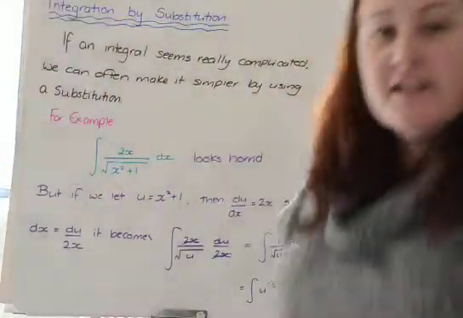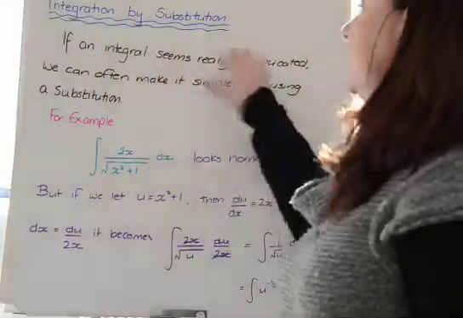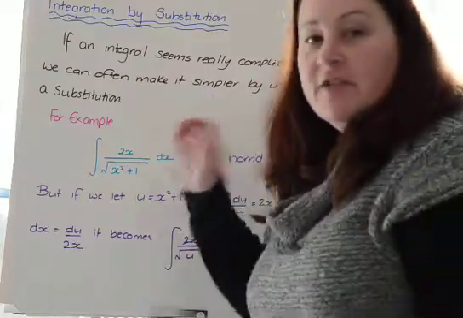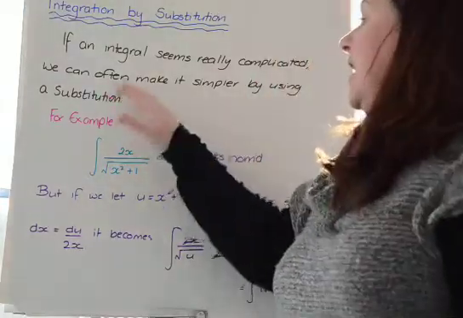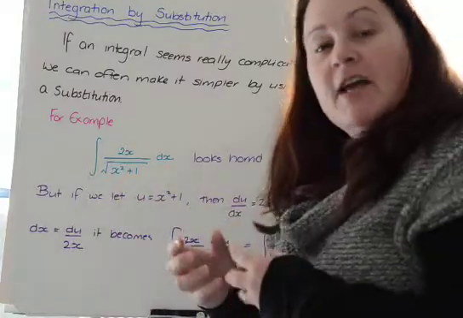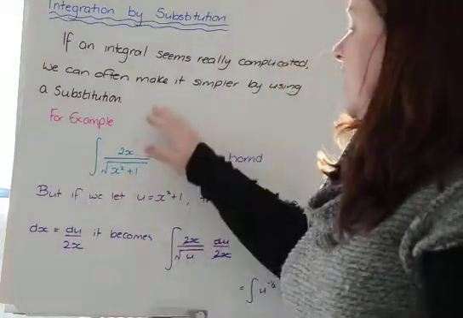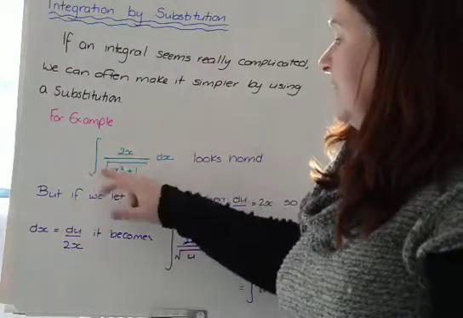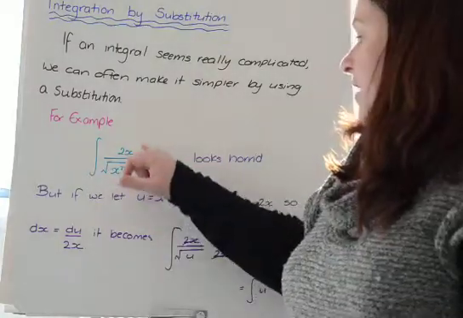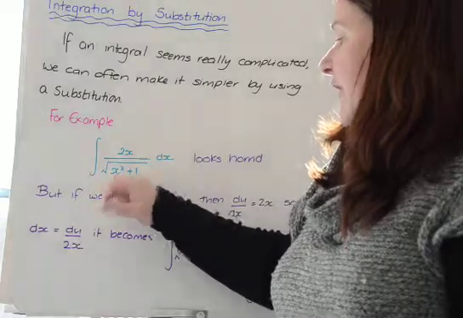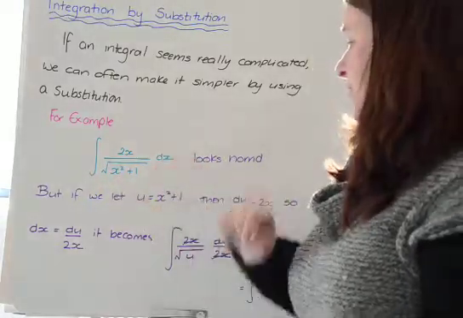Okay, so we're going to look today at integration by substitution. Now, if an integral seems really tricky and complicated, often we can make that simpler by making a simple substitution. So, for example, here I have the integral of 2x over the square root of x squared plus 1, all integrated with respect to x.